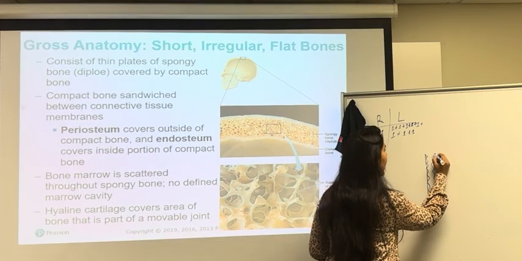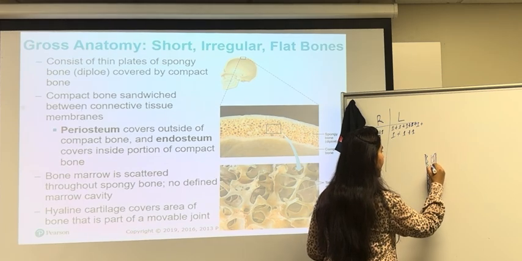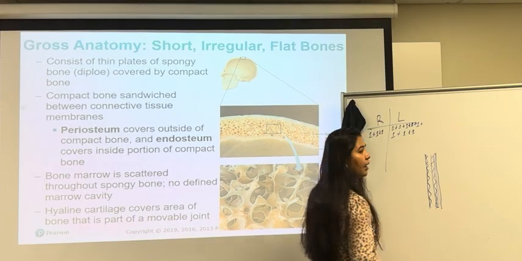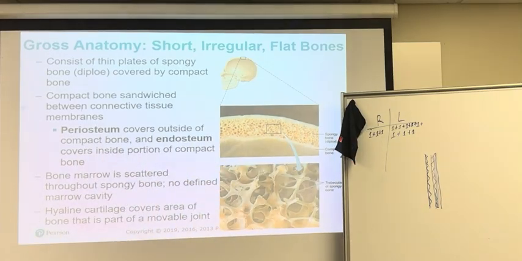And outside of the compact bone you have the what? Periosteum. And inside you have the what? Endosteum, right? Periosteum and endosteum. So periosteum covers the outside of the compact bone, and endosteum covers the inside portion of the compact bone. So bone marrow is scattered throughout the spongy bone, no defined marrow cavity.